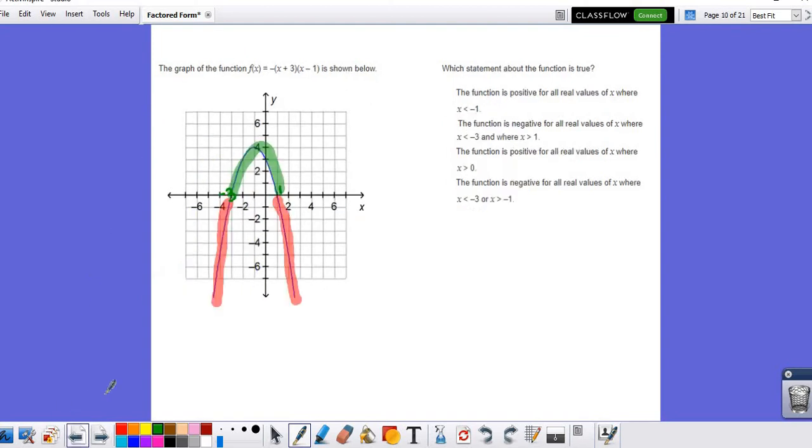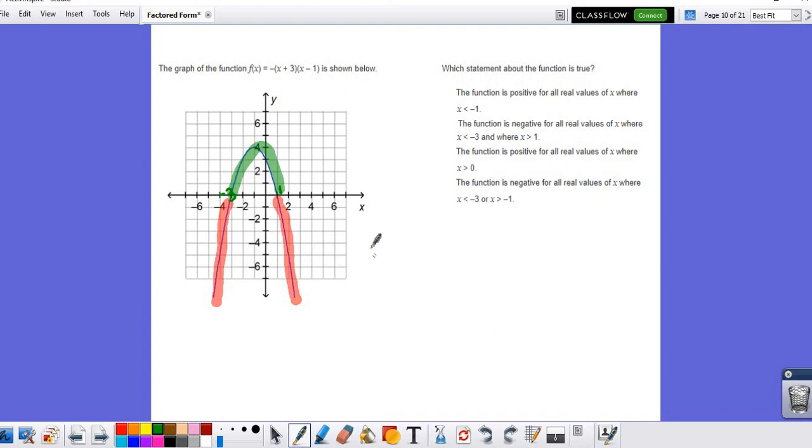Okay, I think I'm going to come back to this one. It says the function is positive for all real values of x, where x is less than negative 1. So if x is less than negative 1, well, my function is also positive and negative. The function is negative if x is less than negative 3 and greater than 1. Sounds like that's your answer, okay? The function is positive if x is greater than 0. So if x is greater than 0, but we have a positive and a negative spot.